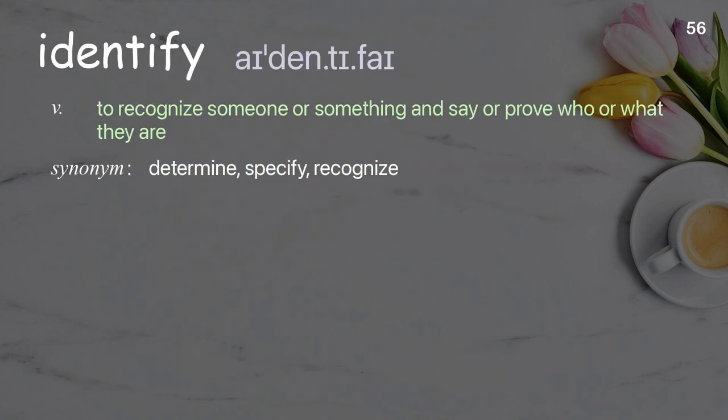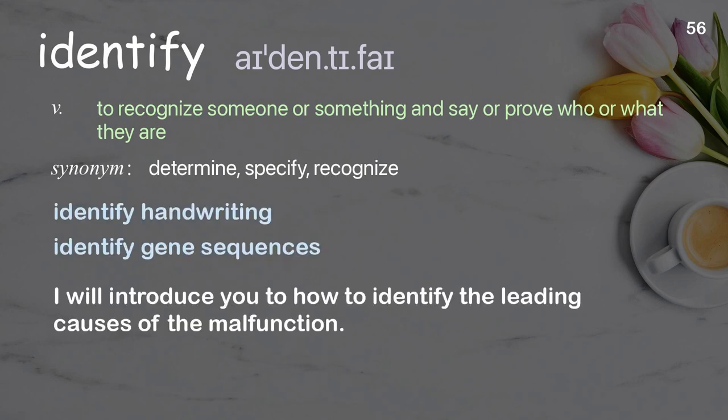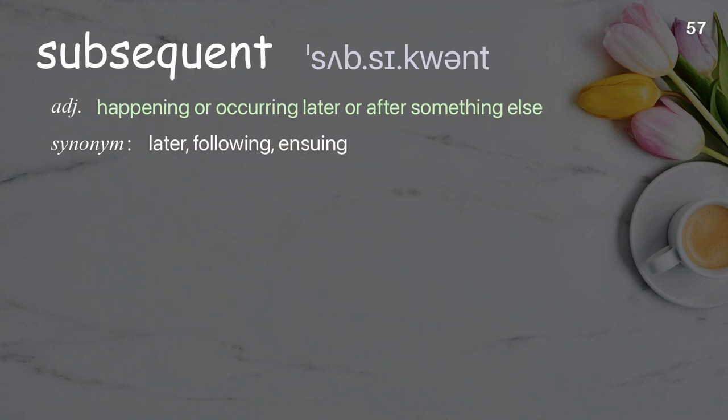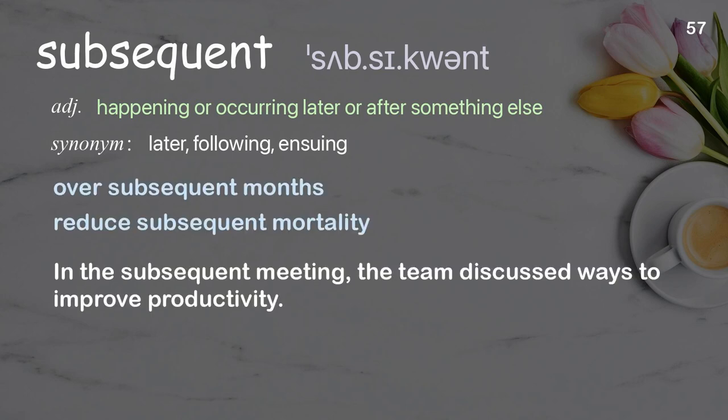Identify. To recognize someone or something and say or prove who or what they are. Examples: identify handwriting, identify gene sequences. I will introduce you to how to identify the leading causes of the malfunction. Subsequent. Happening or occurring later or after something else. Examples: over subsequent months, reduce subsequent mortality. In the subsequent meeting, the team discussed ways to improve productivity.